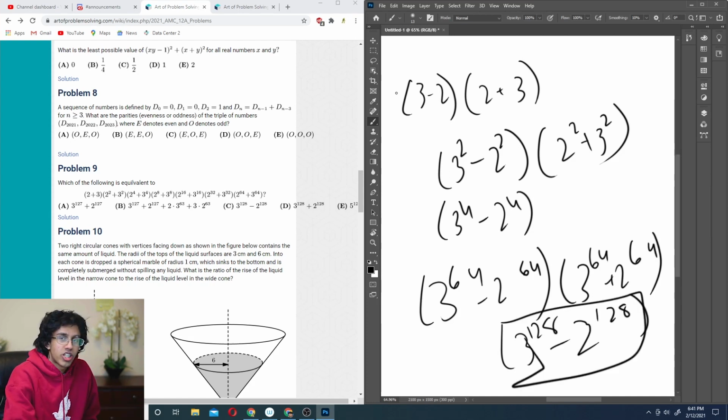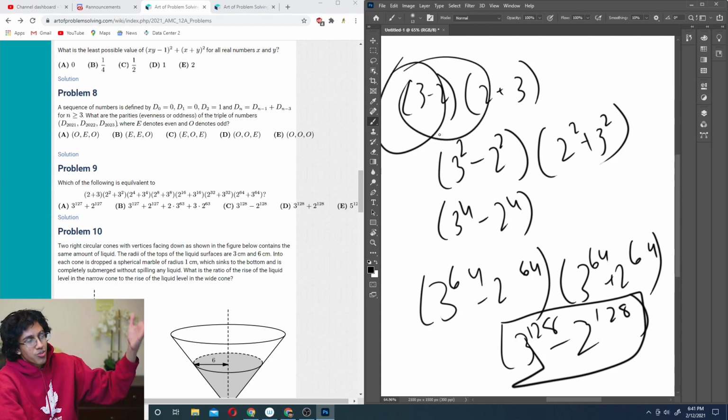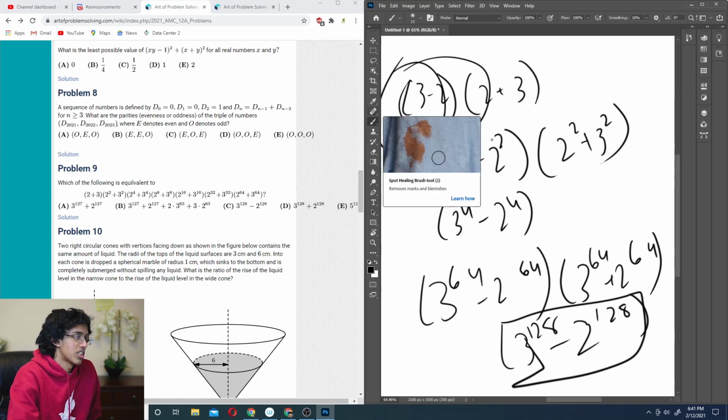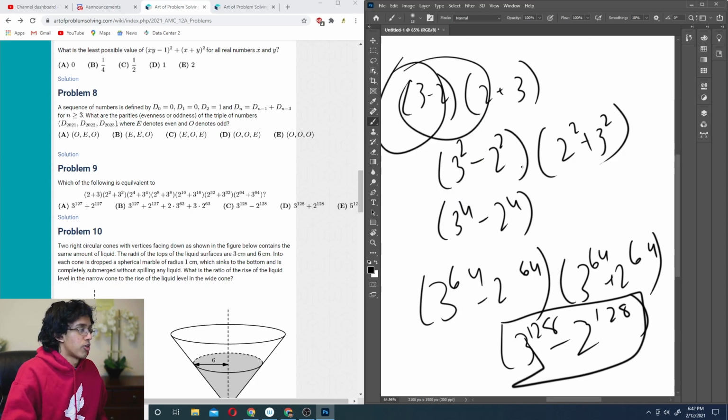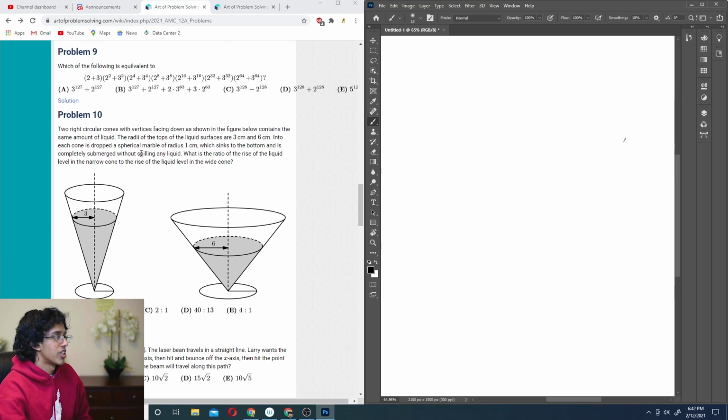Nice. And the reason why you can just multiply by 3 minus 2 is because it's equal to 1, right? So multiplying by 1 doesn't change anything, but it gets you all this nice cancellation. Very cool.